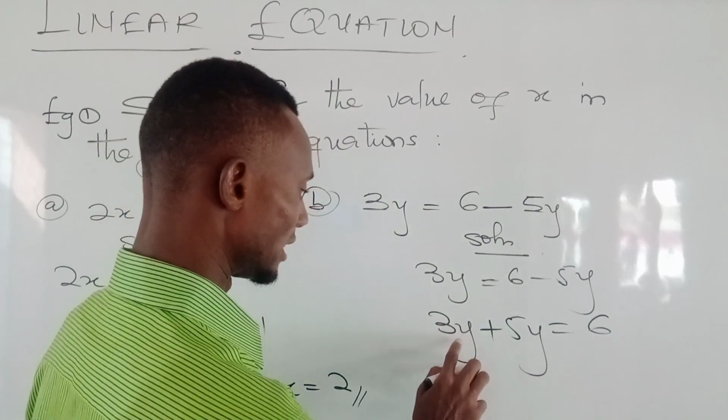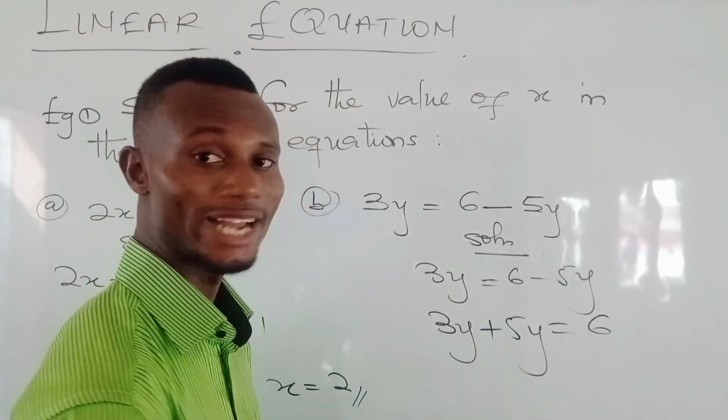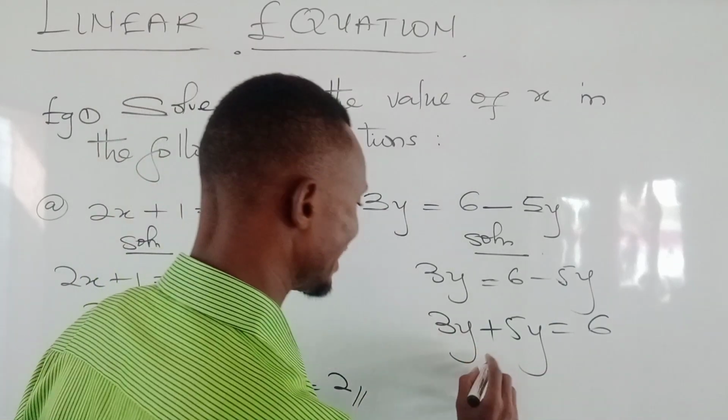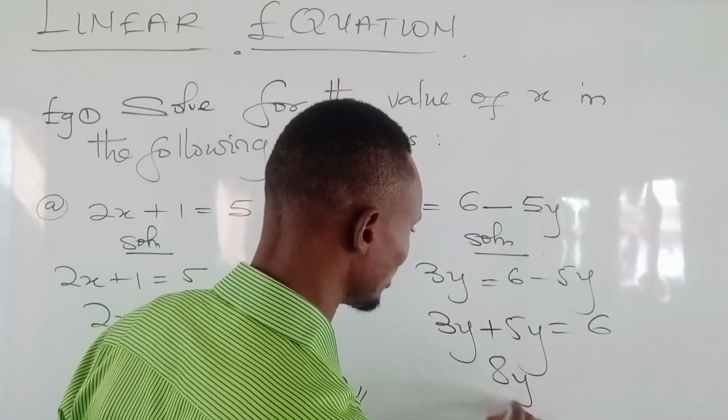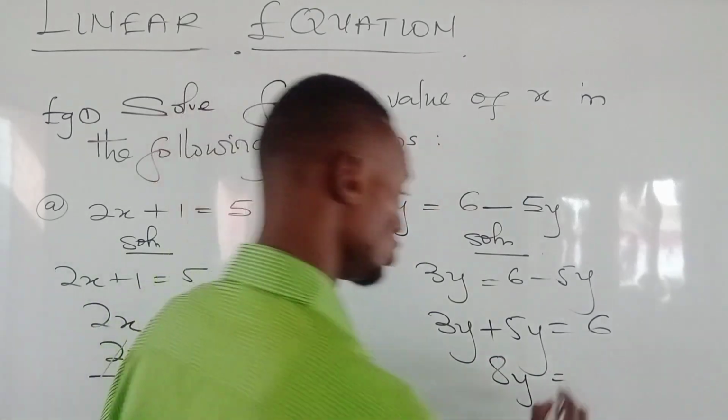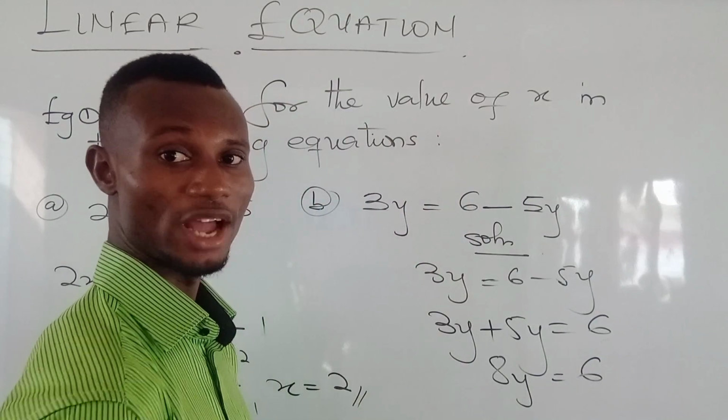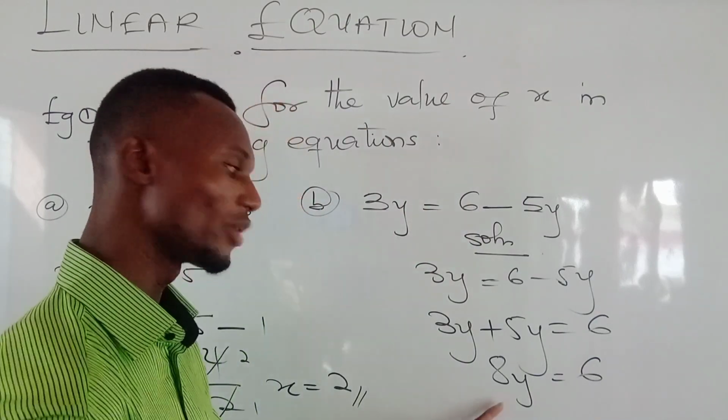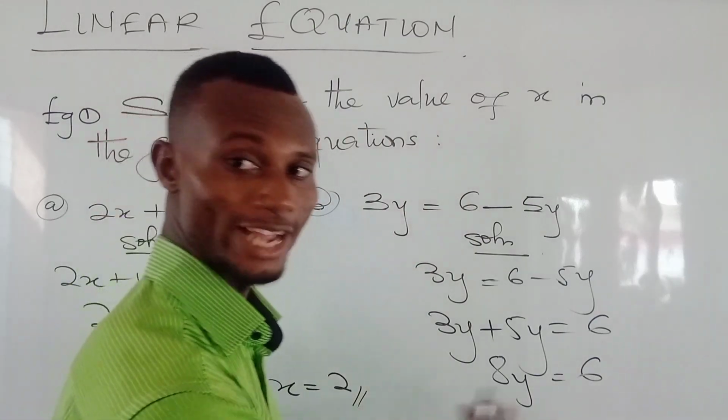Now this 3y plus 5y are like terms, so you can simplify, and that gives me 8y. So 8y equals 6. I hope you are following. Very simple. Now how do we get our y from here? We will divide through by 8.